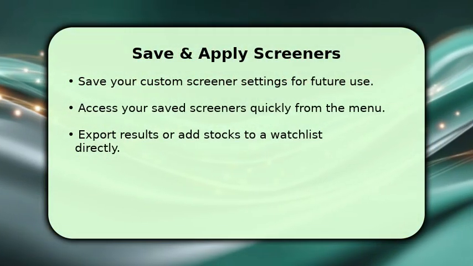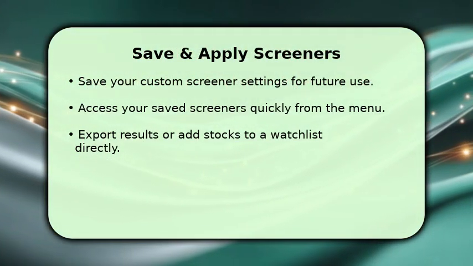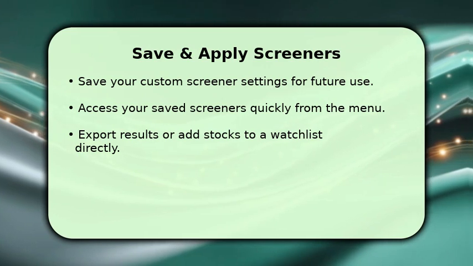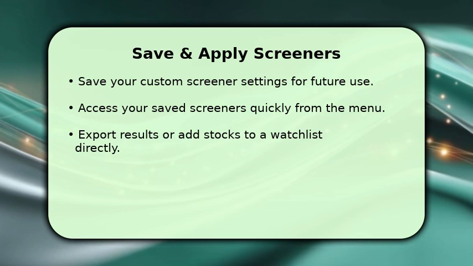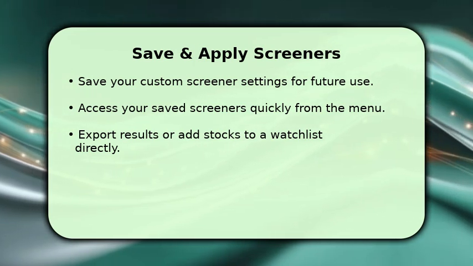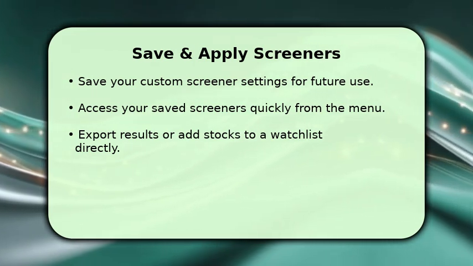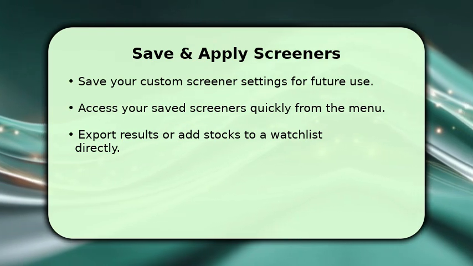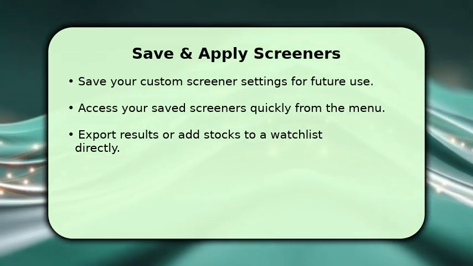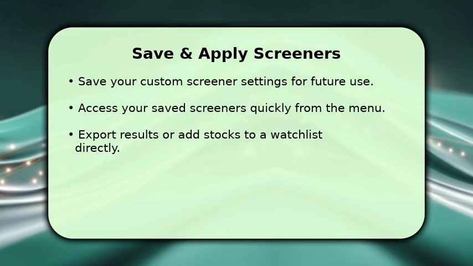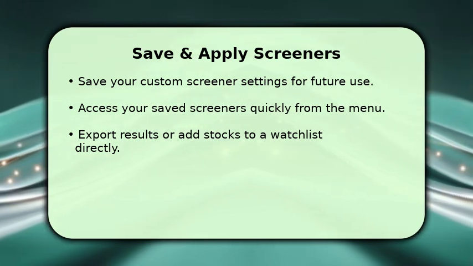Once you've created a screener you like, you can save it for easy access later. This is incredibly useful for consistently applying your investment strategy. Simply click the Save button, give your screener a descriptive name, and it will appear in your My Screeners list. You can then load it with one click. From the results, you can add stocks to your watch list or even initiate a trade directly, streamlining your workflow.